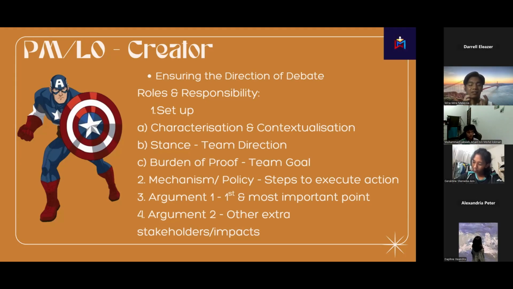What does this then translate to? Assuming the motion is, let's just say, this house as Malaysia would sever ties with the United States of America. You can go back to Google and search up what is the definition of Malaysia.